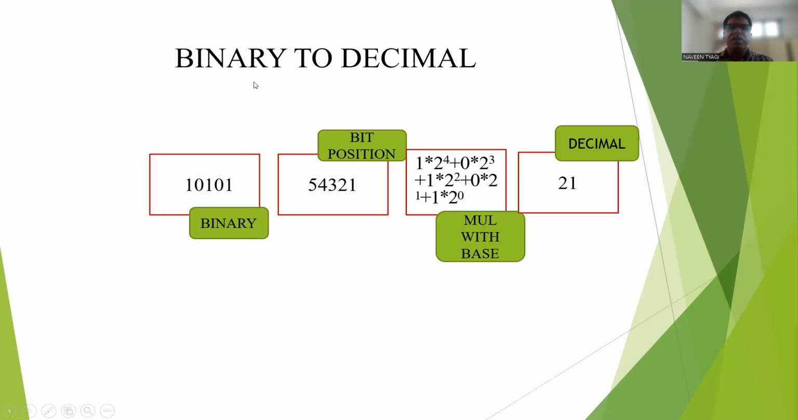This is a binary to decimal conversion. We have a binary number represented by 10101, and each digit has its position, represented by 1, 2, 3, 4, 5. Each digit is multiplied by its weight according to its position, and after multiplication and addition, the number that forms is known as the decimal number 21. So it is a binary conversion from a 5-digit number into a 2-digit decimal number.